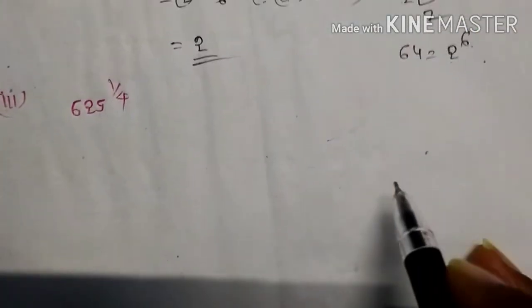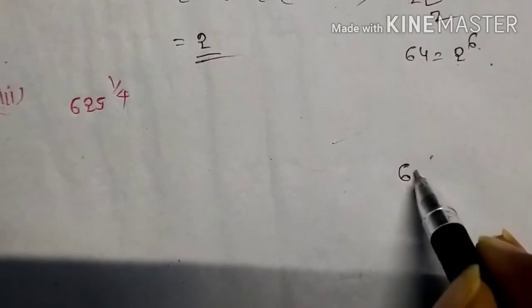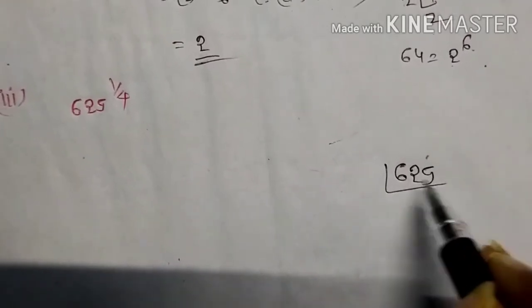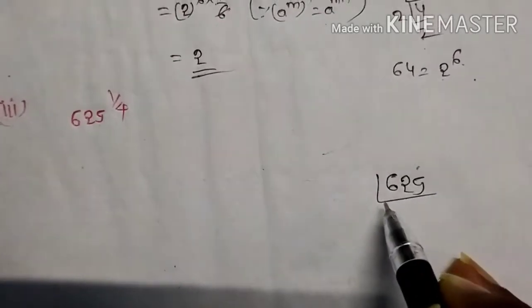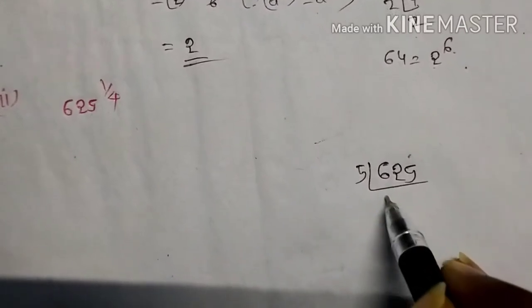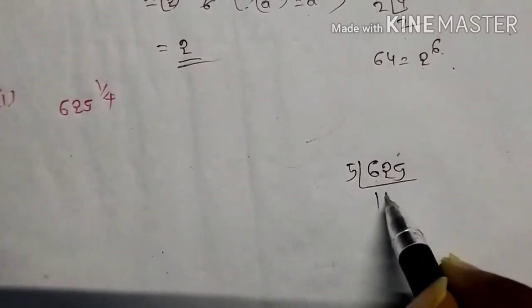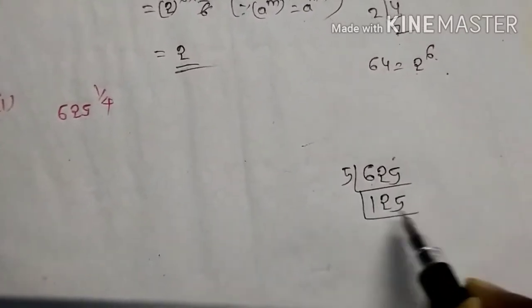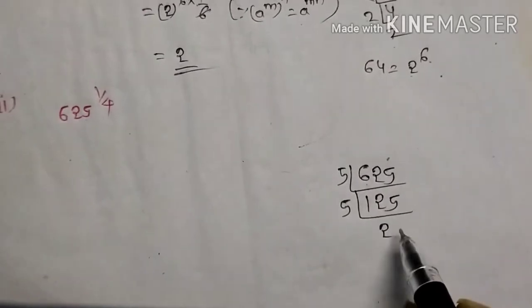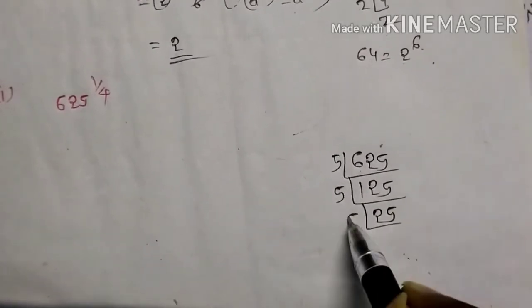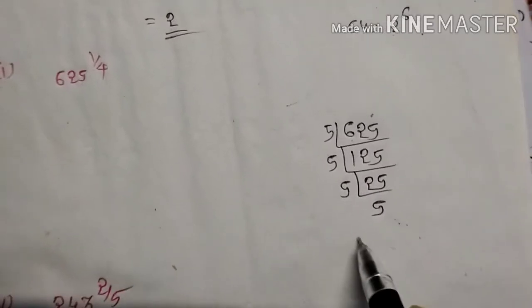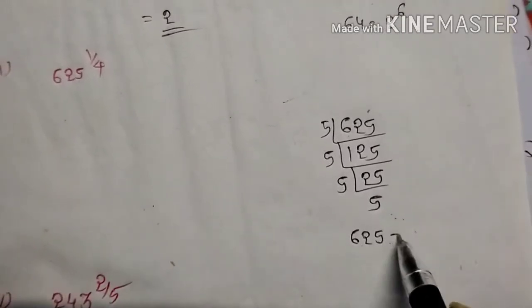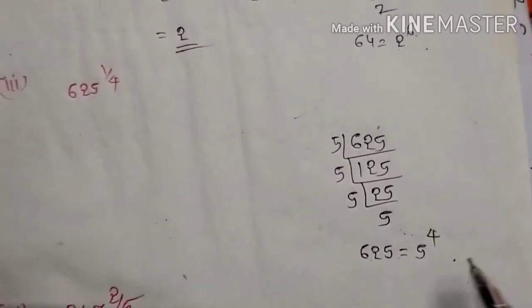See here 625 whole power 1 by 4. 625 whole power 1 by 4 means first you can find the prime factorization. This number will not be divisible by 2 and 3, so I am going directly to 5. 5 1s are 5, 5 2s are 10, 5 5s are 25. Next time you can take 5 2s are 10, 5 5s are 25. Next time 5 5s are 25. That means can I write here 625 is equal to 5 power 4 or not? Yes.